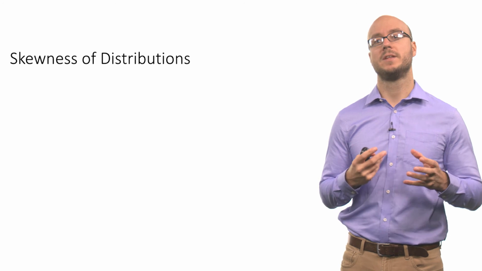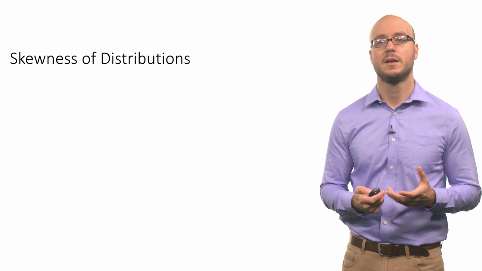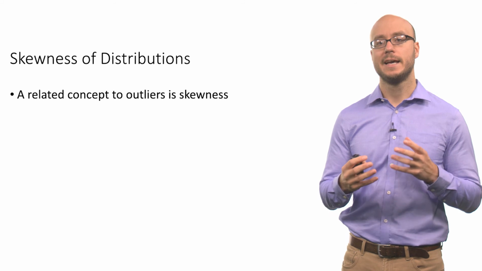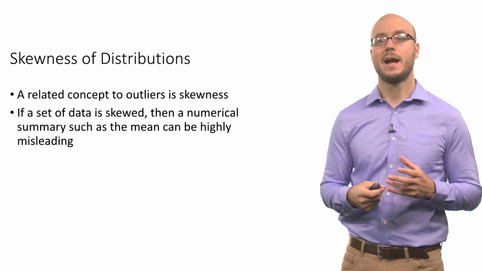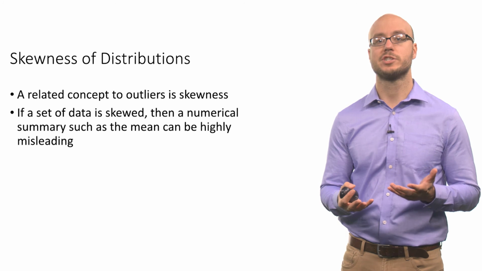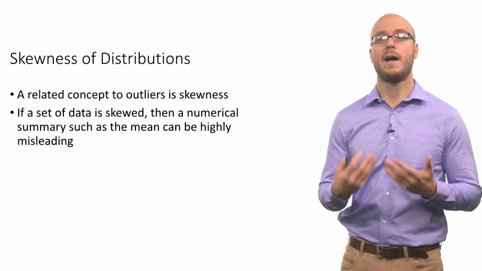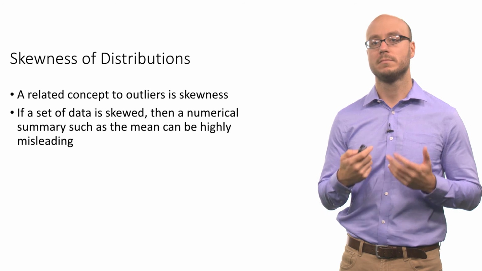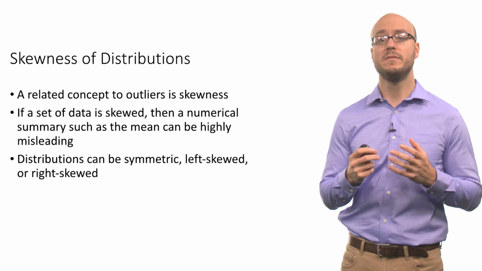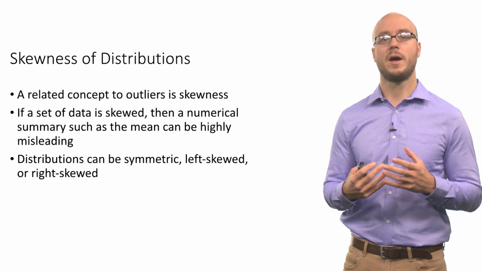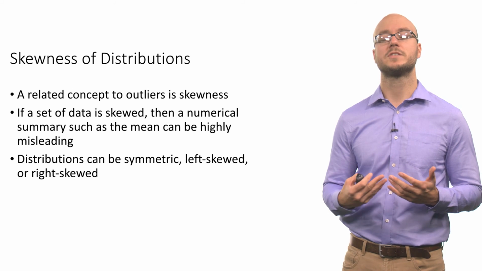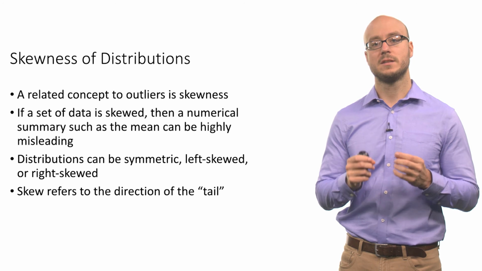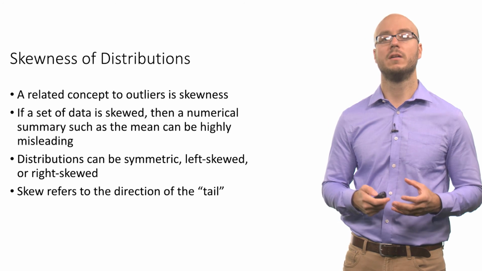A related concept to the idea of outliers is skewness. The difference between what an outlier is and what a skewed distribution is is not that different. You can think of a skewed distribution as having a lot of outliers. In either case, whether you have skewness or outliers, a numerical summary, such as the mean, standard deviation, or variance, can be very misleading. We like to talk about distributions in terms of being symmetric, left skewed, or right skewed. One key point about skewness is that the skew refers to the direction of the tail.